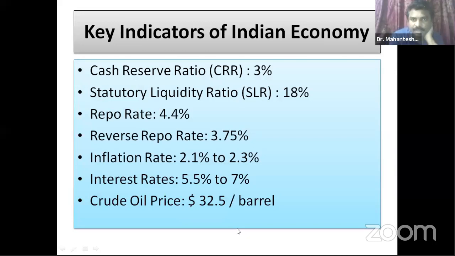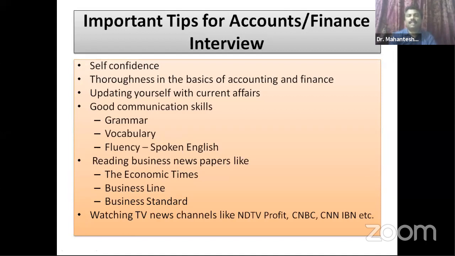Sure. Okay, moving to the second part of my presentation. Some important tips for any general interview or specifically talking accounts and finance interview. If you look at the first thing that is looked at is the self-confidence. I was telling yesterday also, these things I have typed based on my experience because I was working with some companies like HCL Technologies or Deutsche Bank, and I was lucky enough to get an opportunity to be part of the interview team, some cases. So out of my experience, I have written few things.